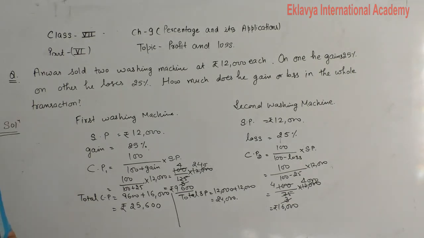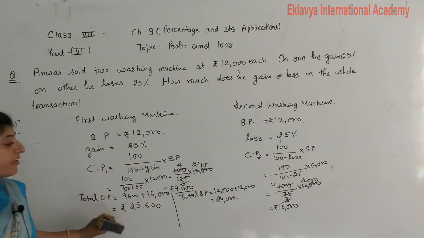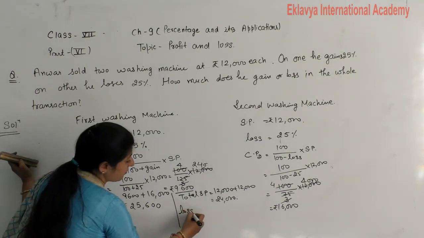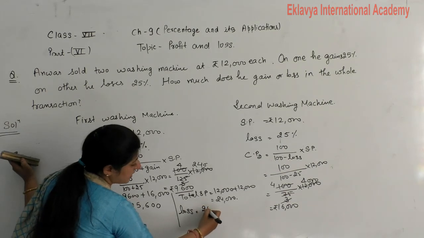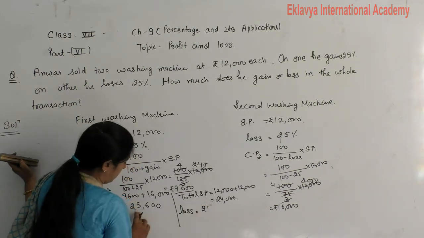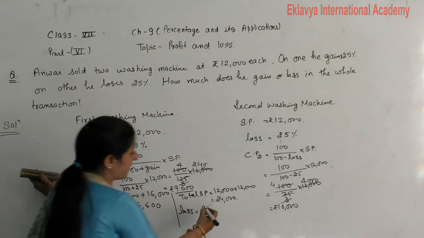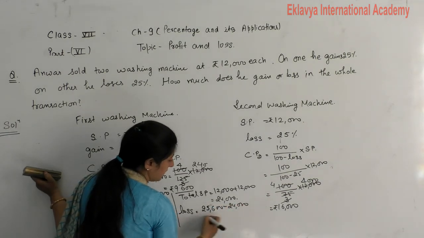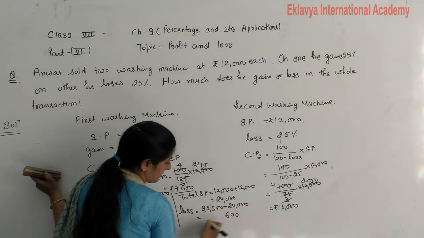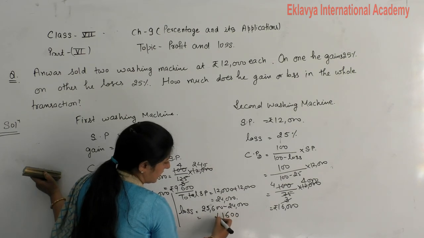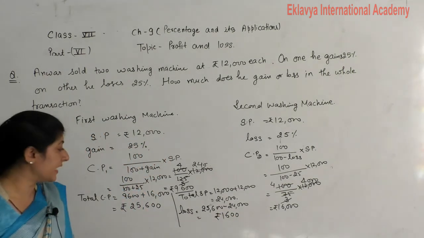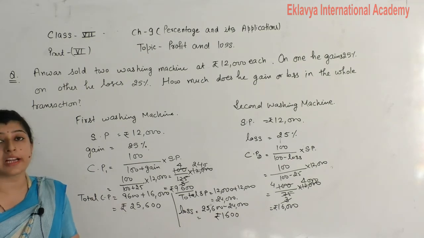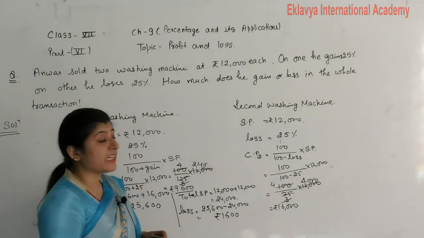Then does he get gain or loss? Obviously in the whole transaction he will get a loss. How much loss? Loss is equal to CP minus SP, that is 25,600 minus 24,000, that is rupees 1,600 loss he will get in the whole transaction. What have we done here?